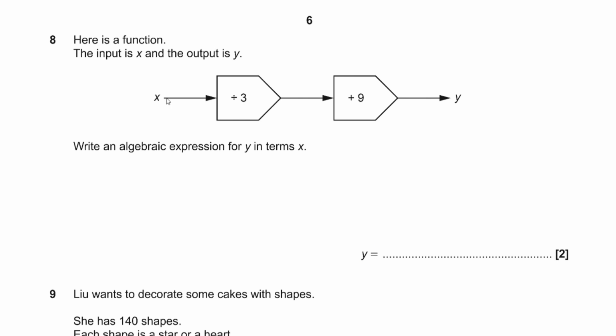So the first thing we do is we start off with x. Then after that, we divide by 3. After that, we add 9. Y equals x over 3 plus 9.